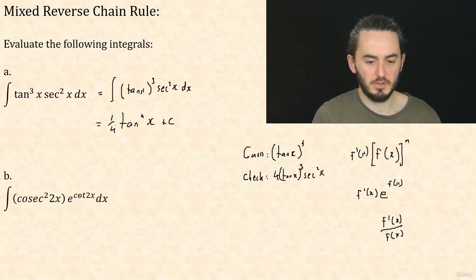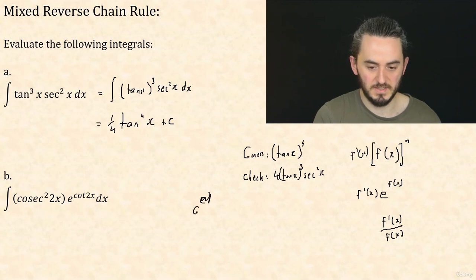What about this one? Well, e to the cot 2x and then cosec squared 2x. Okay, well, clearly this is an exponential one. And do we have e to the f of x and the derivative of f of x? We do, because the derivative of cot 2x would be minus 2 cosec squared 2x. So it's basically there. My guess here would be that it is just e to the cot 2x.